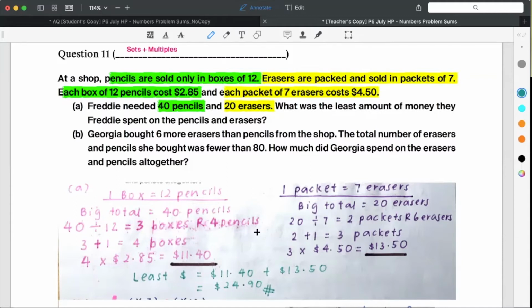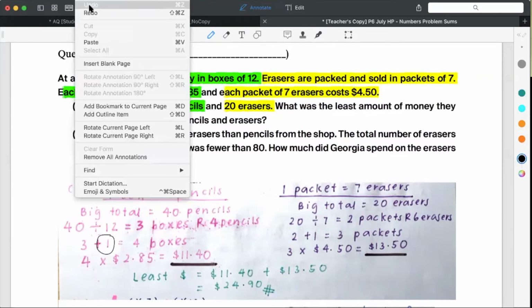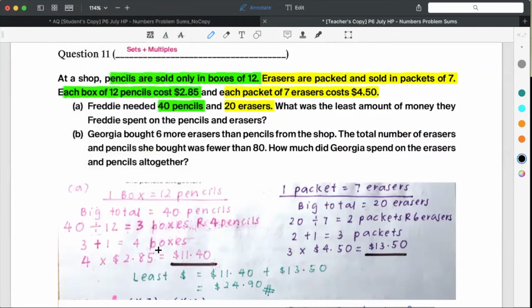How many boxes are there? That would be 3 boxes plus 1 more box to fit the remaining 4 pencils. So take note, it's not 3 boxes, it's 4 boxes. With 3 boxes, you only get 36 pencils. You need 40, so you need 1 more box to hold your remaining 4 pencils. So 4 boxes, 4 times 285, that would be 1140.